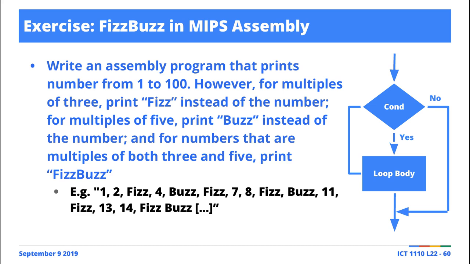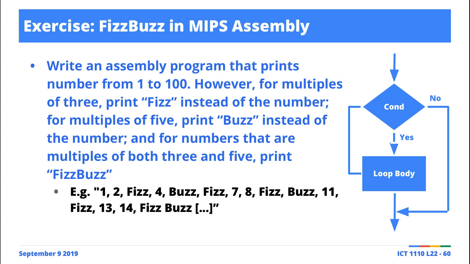So you notice that 1 is not divisible by 3 or 5. 2 is not. 3 is divisible by 3, so we're printing Fizz here. 4 is not. 5 is divisible by 5, so it's Buzz. 6 is Fizz because it's divisible by 3. And once we get to 15, we print FizzBuzz. If you think about this, there's a combination of different things we've spoken about. So the idea is, how do we use those basic instructions to come up with a program like this?